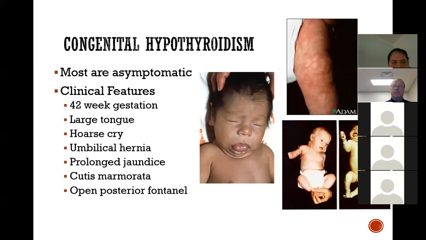In that upper right corner, you have the cutis marmorata that you can sometimes see. And then one thing that people often find is a wider than normal open posterior fontanelle. That can also be found in the anterior, often exaggerated in size, and it tends to close slowly.